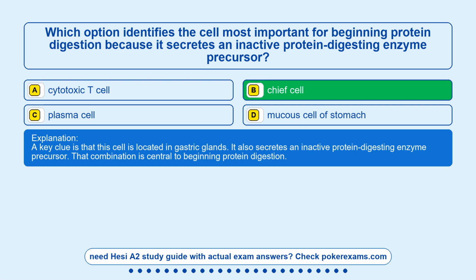A key clue is that this cell is located in gastric glands. It also secretes an inactive protein-digesting enzyme precursor. That combination is central to beginning protein digestion.